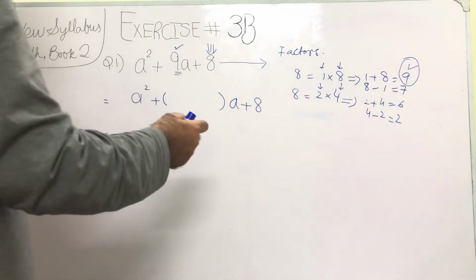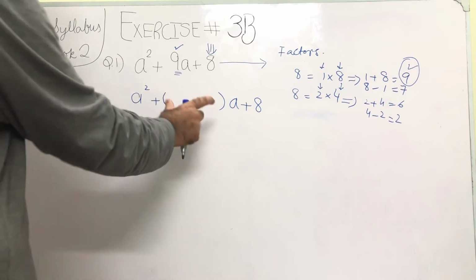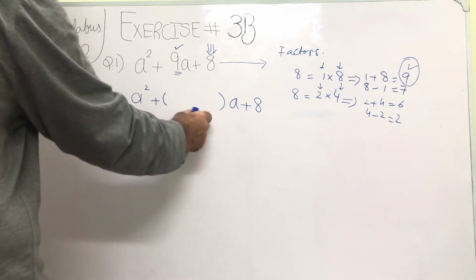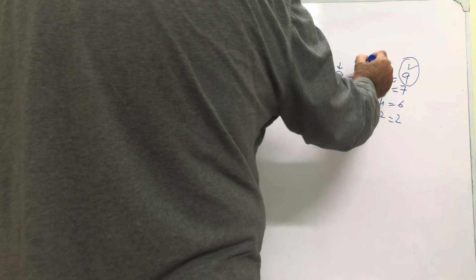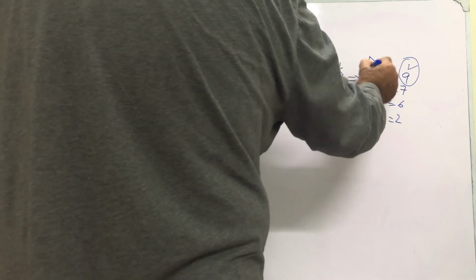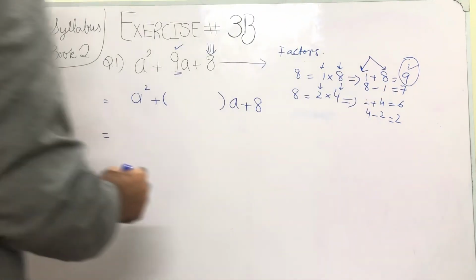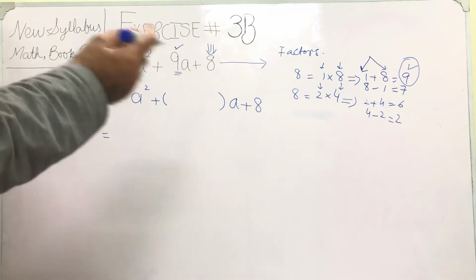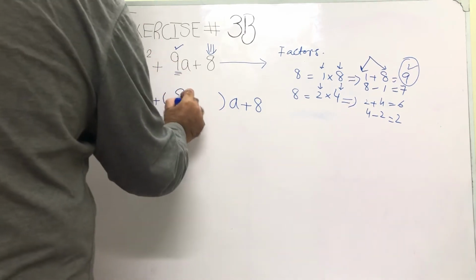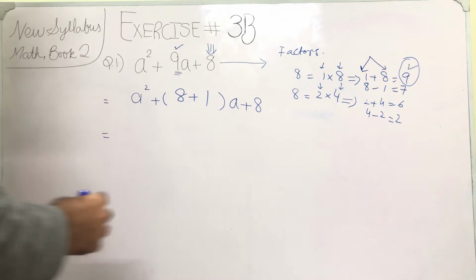So it means for this reserved space we can write 8 plus 1 or 1 plus 8. So we can write 8 plus 1.